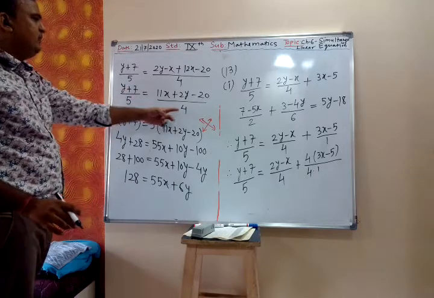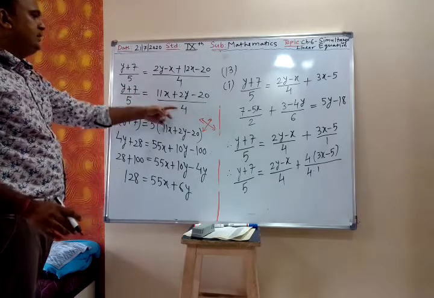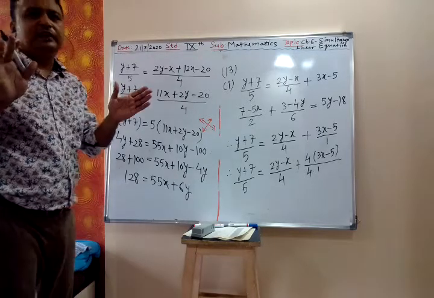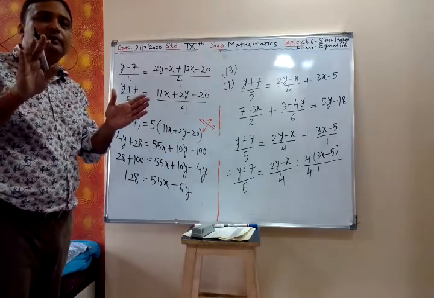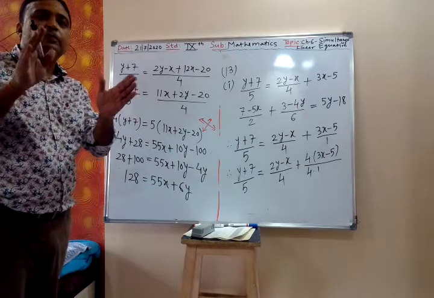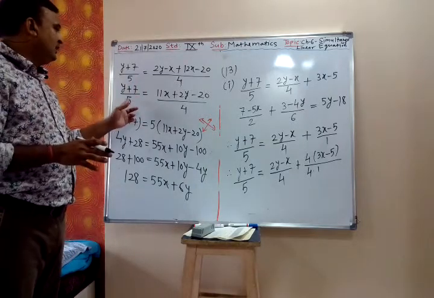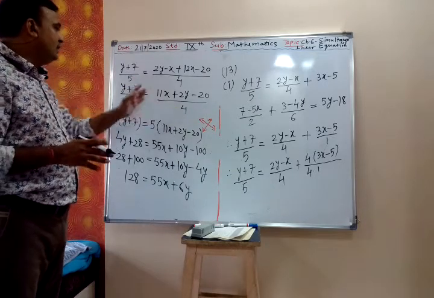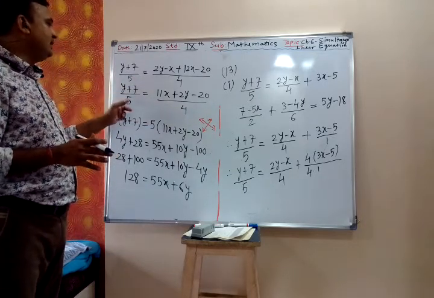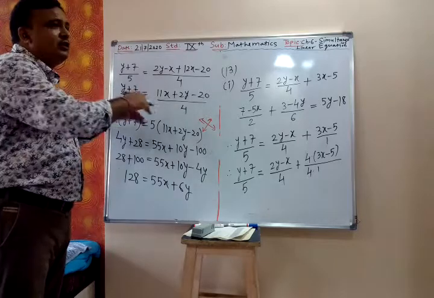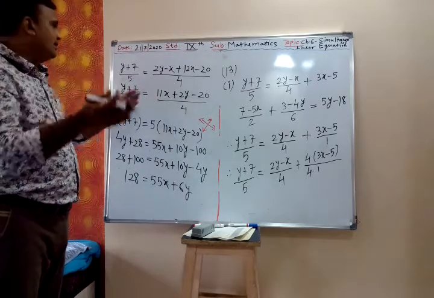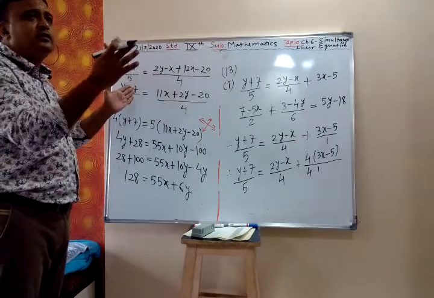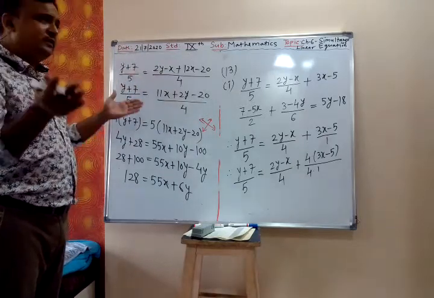You have to cross multiply, no? You can take LCM of 5 and 4 provided both are on the same side. If 5 and 4 are on the same side, if 4 is on the left side, then I can take LCM of 5 and 4. But 5 and 4, they are on opposite sides. 5 is on left, 4 is on right. So I cannot take LCM of two numbers if they are on opposite sides.